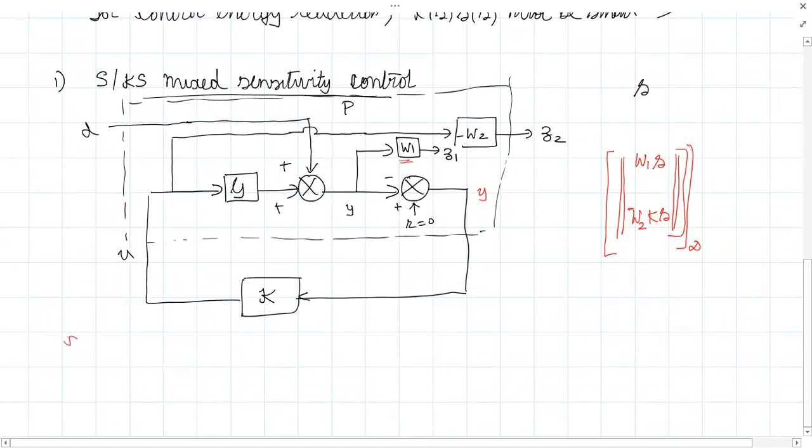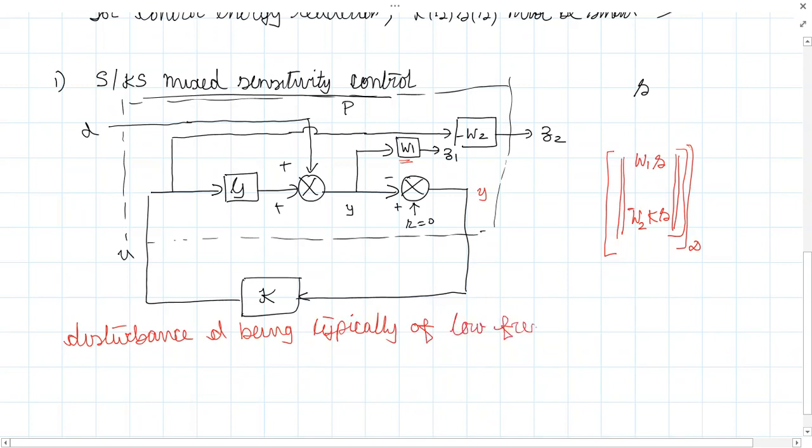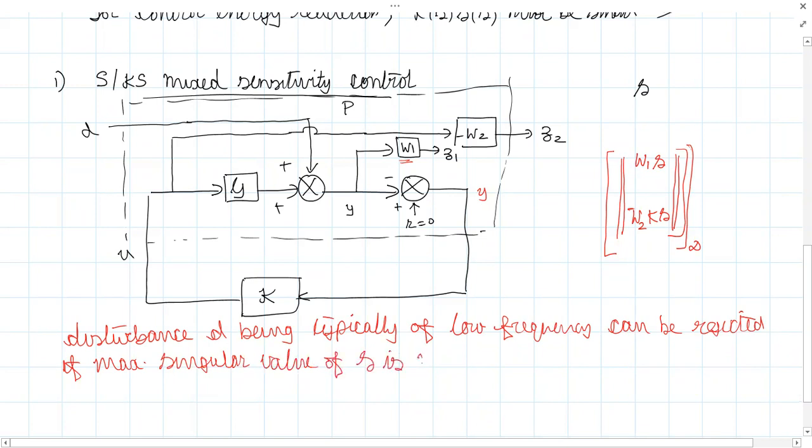Disturbance D, being typically of low frequency, can be rejected if the maximum singular value of S is made small over low frequencies.